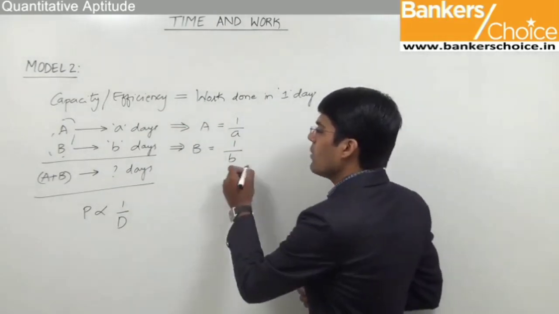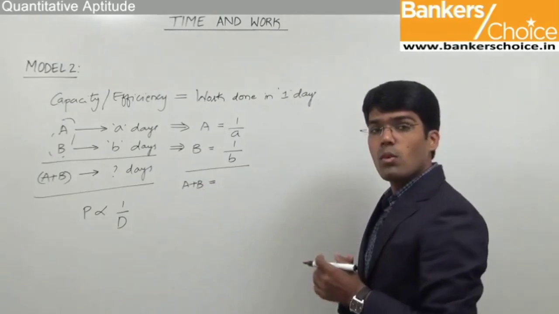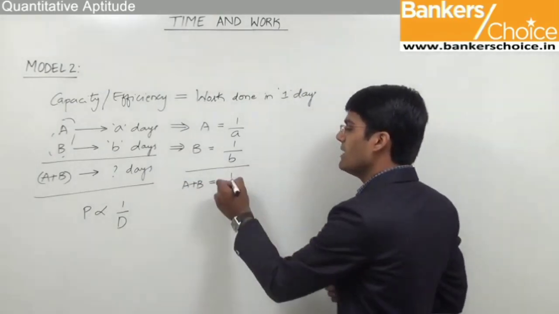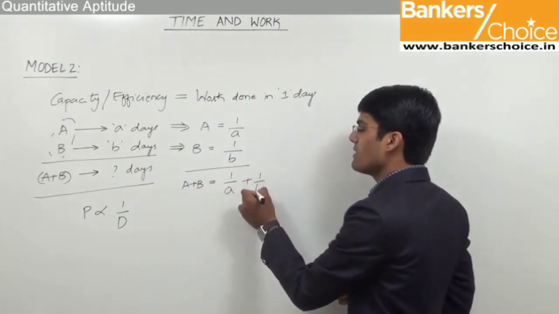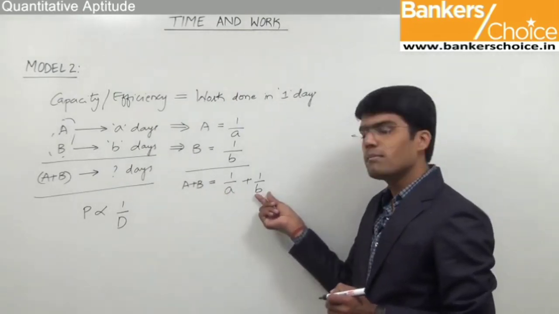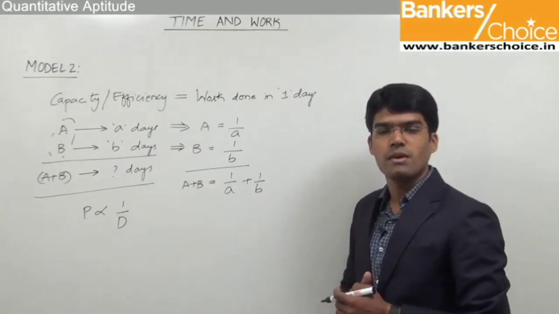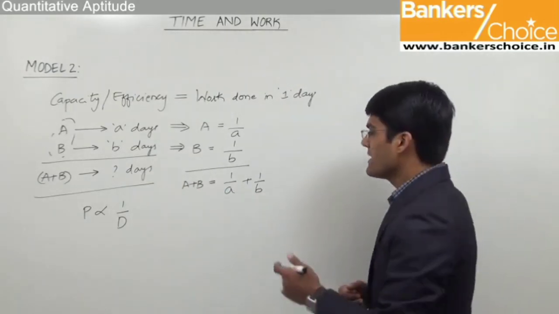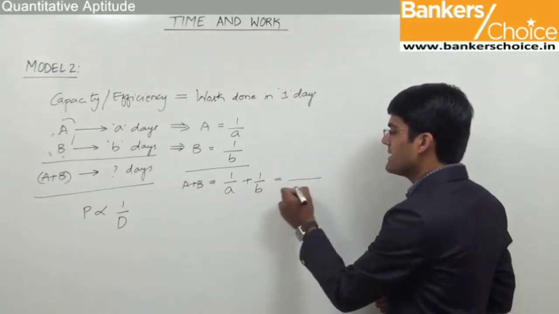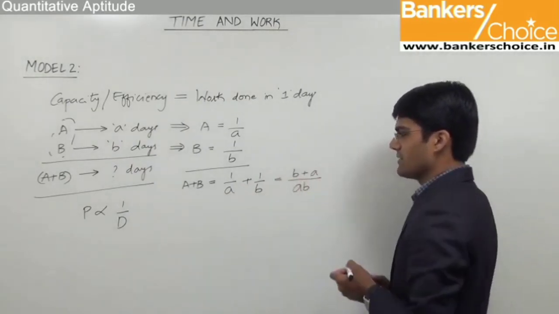Right. Now when A and B are working together, we can say that the total work finished by them in 1 day will be equal to 1 by A plus 1 by B. As A can do 1 by A in 1 day and B can do 1 by B in 1 day, when both of them work together, the total which they can finish will be equal to 1 by A plus 1 by B. Now by simplifying this, we get that the LCM is AB, A goes B times and B can be taken A times.